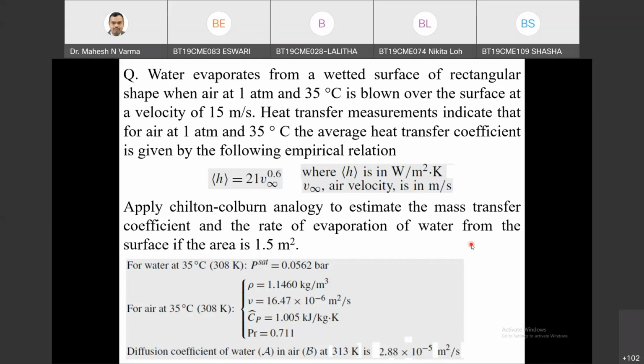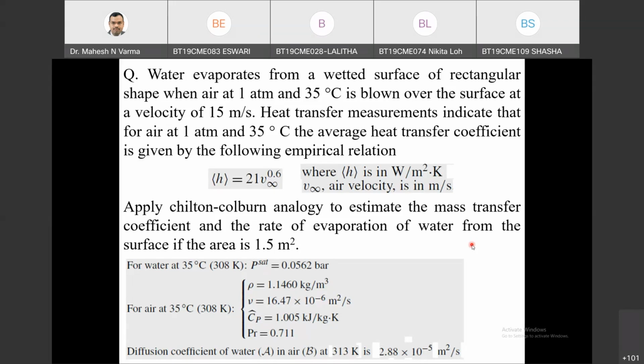Okay, how to get then drag force? That shear stress tau W, half into rho into V square into f, the Fanning friction factor. So how to get that Fanning friction factor? How to get it? Roll number 60, Aditya. Yes, sir. How to get the Fanning friction factor?